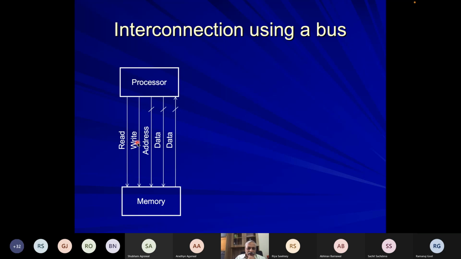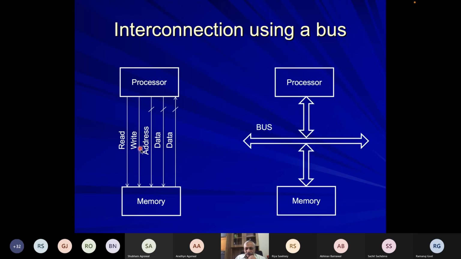these signals running between processor and memory: address, data flowing both ways, and some control signals indicating whether it is a read or write operation. So these signals are connected to memory, and they could also be connected to the IO devices. So this is where a bus comes into the picture, that you have a bundle of these lines or wires going to processor, memory, and various IO devices.